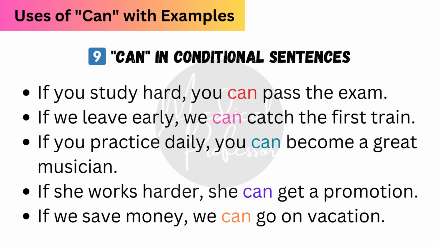Number 9, can is used in conditional sentences to talk about possible outcomes. For example, if you study hard, you can pass the exam. If we leave early, we can catch the first train. If you practice daily, you can become a great musician. If he works harder, he can get a promotion. If we save money, we can go on vacation.